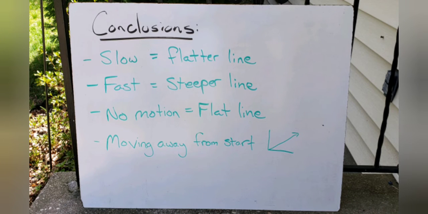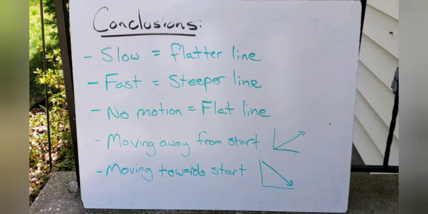We also saw that when graphing motion away from a starting point, the graph angles up as you go across the x-axis. And we saw the opposite of that. When movement was towards the starting point, the angle of the graph was actually down as you moved towards the right along the x-axis.